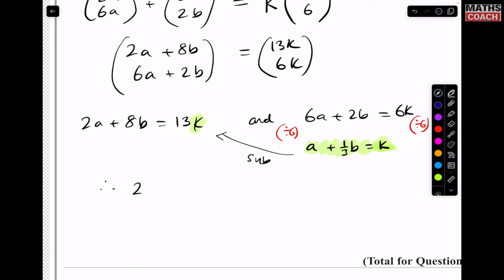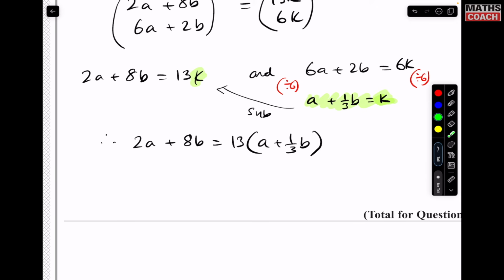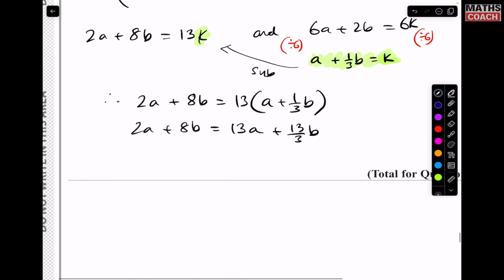So therefore 2a plus 8b is equal to 13 bracket a plus a third b, and that's your k. Okay, right, let's expand that bracket. So we have 2a plus 8b is equal to 13a plus 13 times 1 over 3, which is 13 over 3b. And then collect the like terms on one side. So take the 2a over to that side, giving us 11a. Take 13b to the other side. So we can use a calculator, so we don't have to worry about these fractions. So 8 minus 13 over 3.